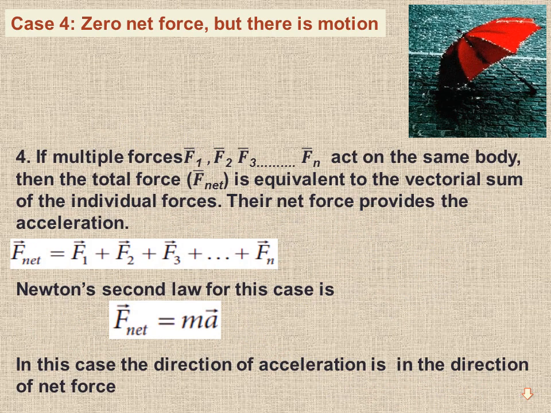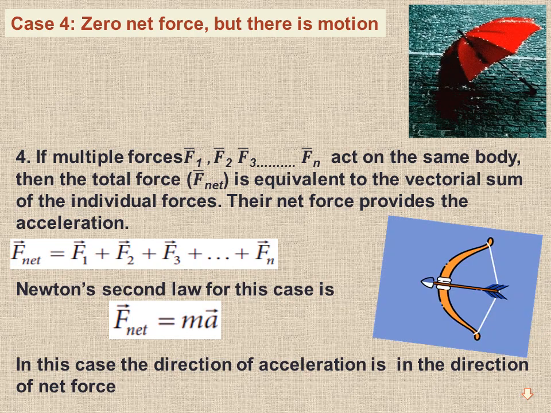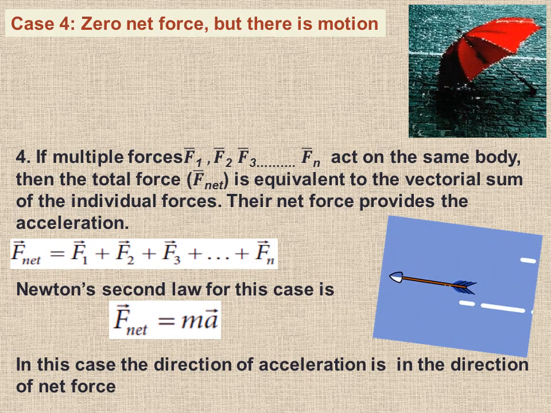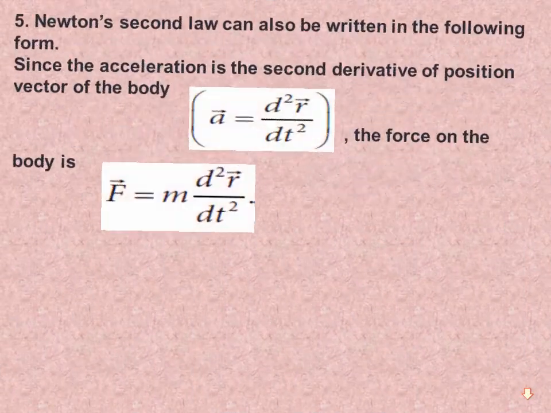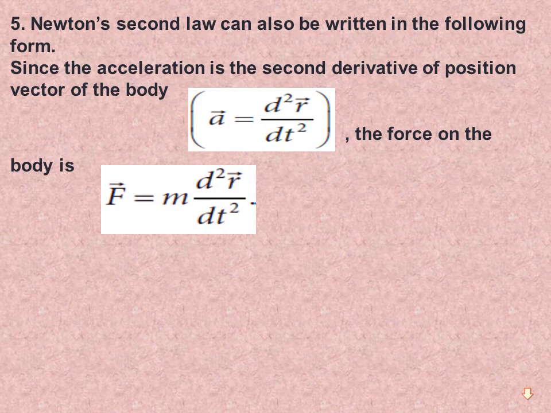You can see an example here, a bow and arrow. Next, Newton's second law can also be written in the following form. Since the acceleration is the second derivative of the position vector of the body, a vector is equal to d square r vector divided by dt square. Here r refers to the displacement. The force on the body is F equals m into d square r vector divided by dt square.